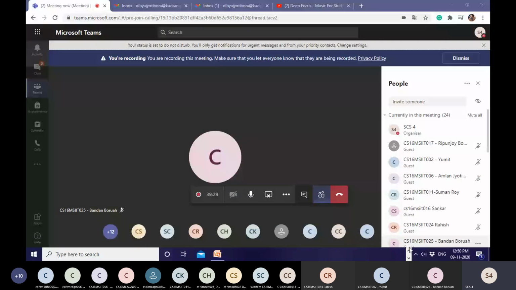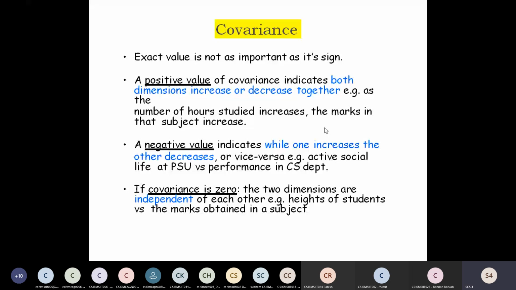Anyway, what my question was: if the height is increasing or decreasing, can we relate this to the marks obtained?